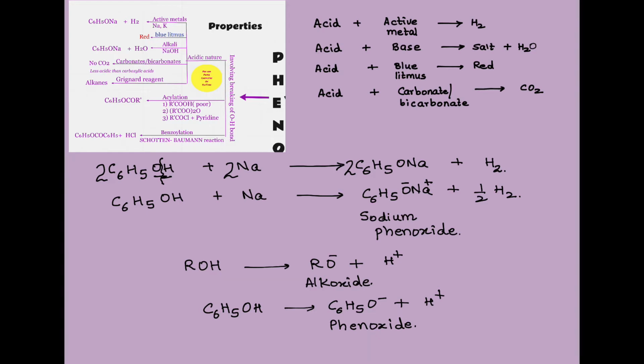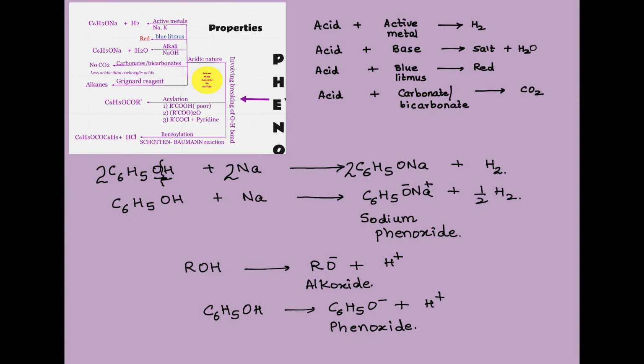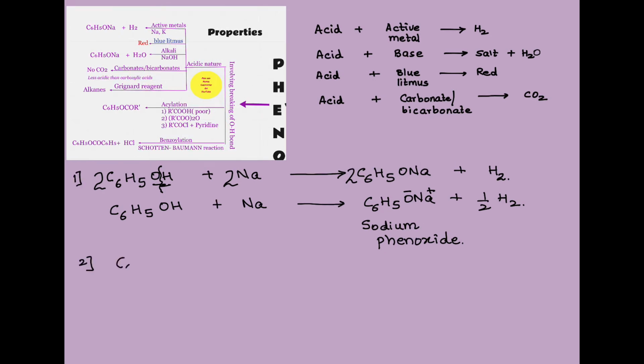Have you written the reaction? Okay, next. Now, phenol reacts with bases. So C6H5OH plus NaOH. What will you get? Again, salt and water. Positive, negative, negative, positive. So C6H5ONa. What will be the name of this compound? Very good. This is again sodium phenoxide. So you're getting salt and water. So this also goes on to show the acidic property of phenol.